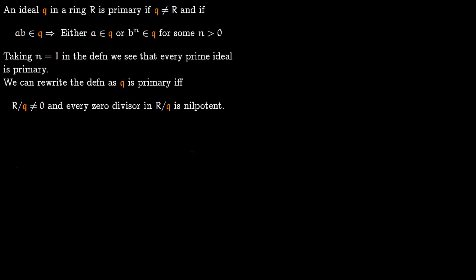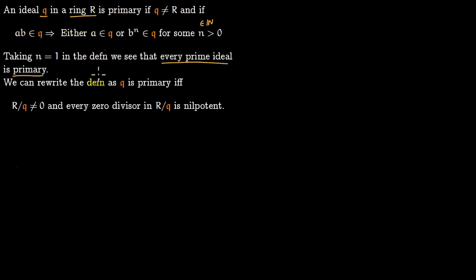In this lecture, we introduce primary ideals. So an ideal Q in a ring R is primary if Q is not equal to the ring, and if A times B lies in Q, this implies either A lies in Q or some power of B, B to the N, lies in Q, where N is greater than 0 and N is a natural number. Now if you take N equals 1 here, you can see that every prime ideal is primary. So for N equals 1, this Q is just a prime ideal.